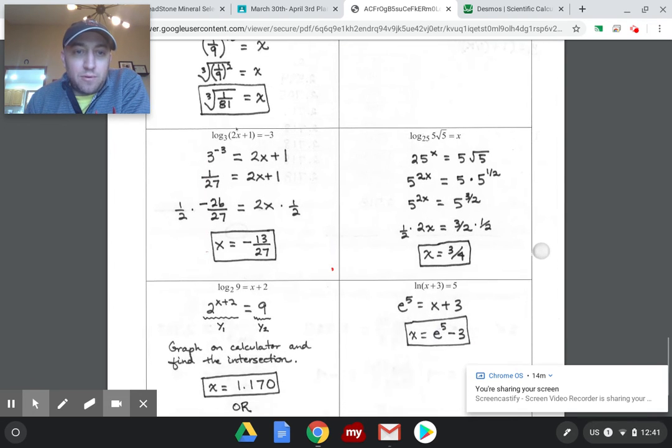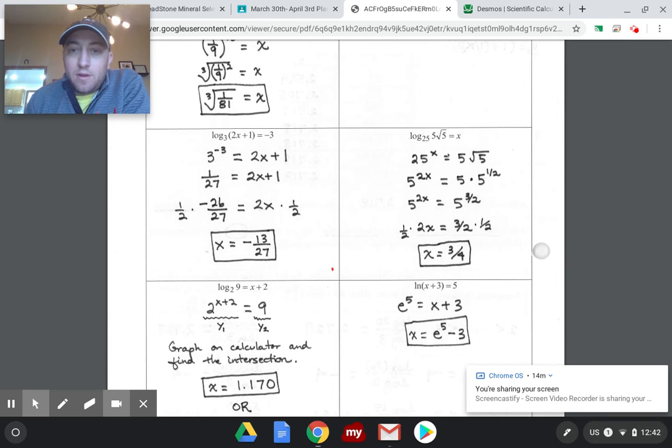The next example right here, log base 3 of 2x plus 1 is equal to negative 3. First thing I would do is rewrite it. So 3 to the negative third power is equal to my argument, which is 2x plus 1. And then they're just going through the steps there to solve. 3 to the negative third power is 1 over 27. You would do 1 over 27 minus 1, and then divide by 2, or in this case, they multiplied by 1/2, and there's your answer.